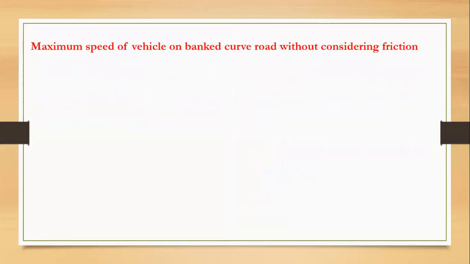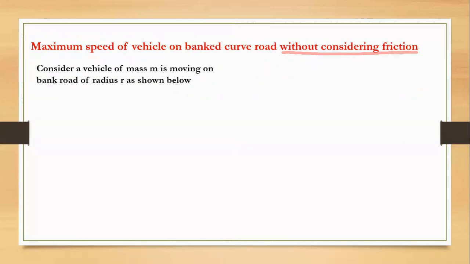Now after that, the next article is maximum speed of vehicle on bank curve road without considering friction. This phrase is very important: without considering friction. In this article, we are not considering friction. Now we consider one vehicle whose mass is m, moving on a bank curve road of radius r, as shown in the figure.